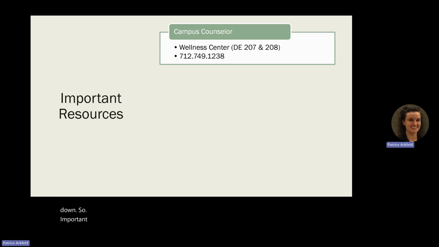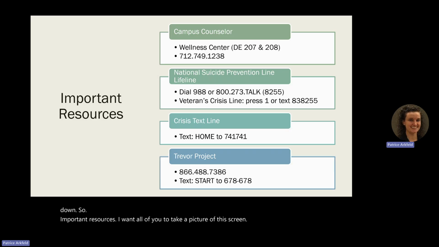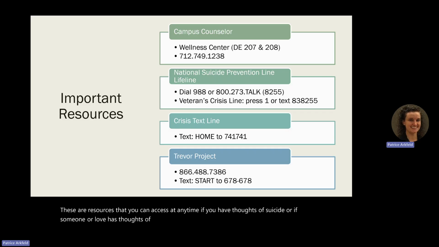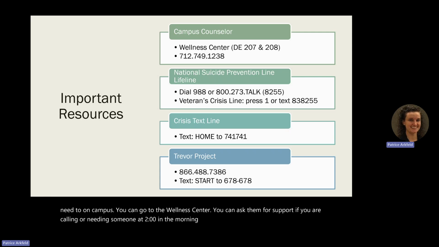Important resources. I want all of you to take a picture of this screen. These are resources that you can access at any time if you have thoughts of suicide or if someone you know or love has thoughts of suicide. Keep this on your phone, send it to whoever you need to. On campus, you can go to the Wellness Center. You can ask them for support. If you are calling or needing someone at 2 o'clock in the morning, you can access those resources. The National Suicide Prevention Lifeline, you can dial 988 on your phone and you can talk to someone immediately.